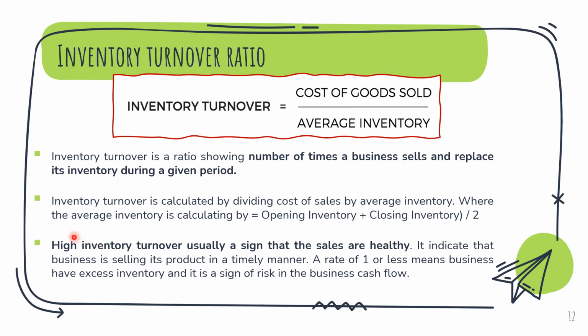As a result, high inventory turnover is usually a sign that the sales are healthy, meaning it indicates that the business is selling its products in a timely manner. A rate of 1 or less means the business has excess inventory, and it is a sign of risk to the business cash flow since the inventory remains in the business and unsold during the period.